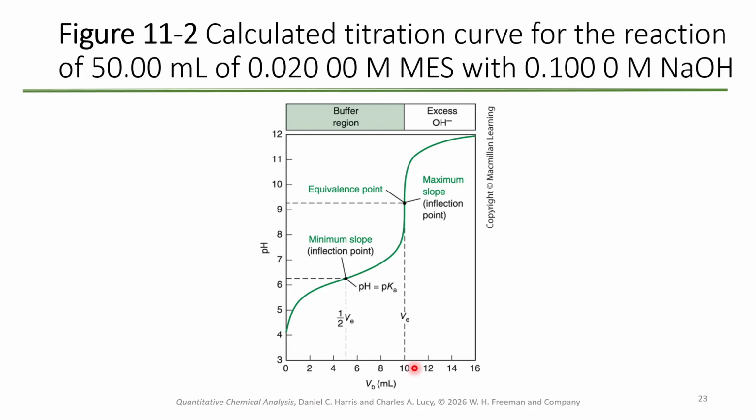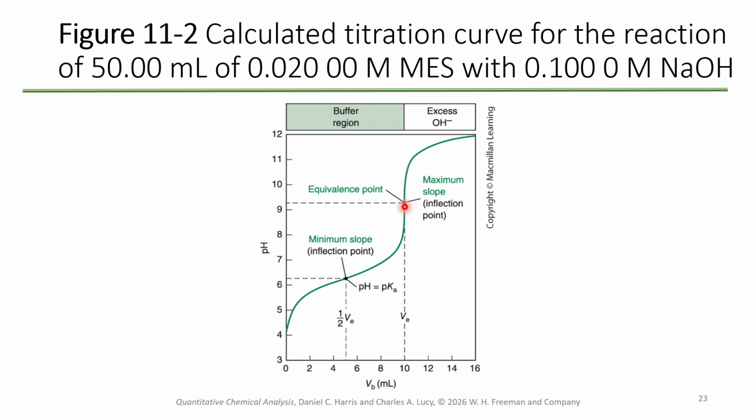So note, you have an inflection point. This is going to be where you have the minimum slope. And so your minimum slope is always going to be your inflection point, and that is your pH equals pKa. And so the inflection point, or your minimum slope, that's going to be 1/2 your VE, isn't it? Okay? And that's where you have your slowest change, isn't it? Because it's the buffer region.